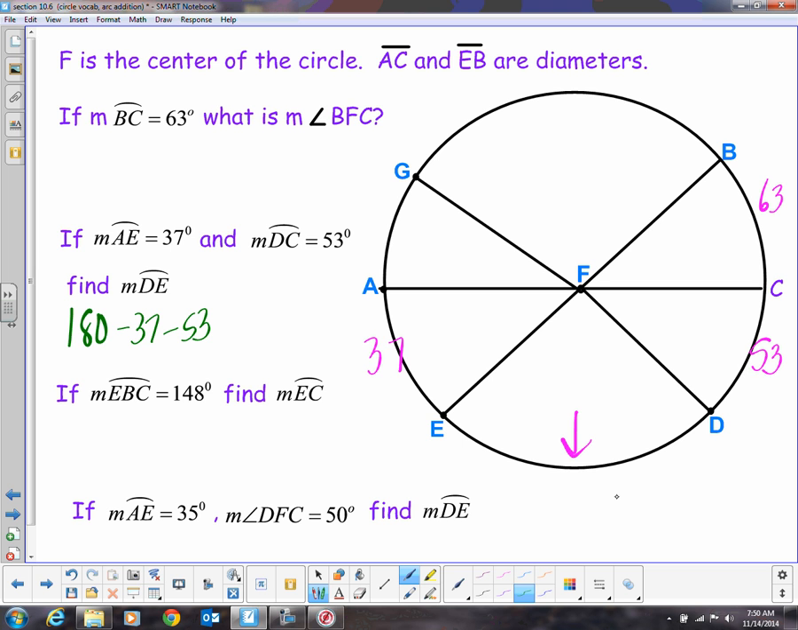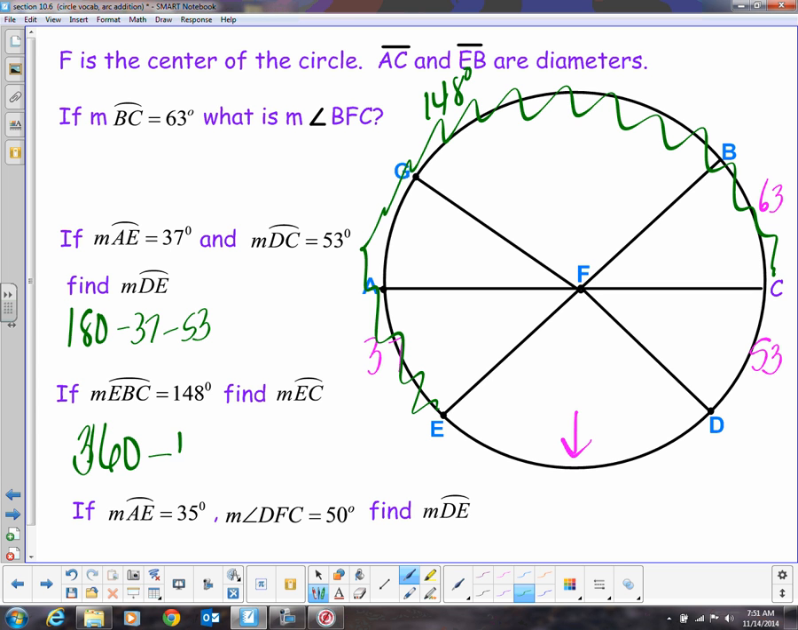Almost all numbers. So I need you, if we have major arc EBC, and I want you to find EC, what if I tell you the arc all the way over here is 148 degrees? So how do you find this arc from E to C? And then, if I tell you this big green arc is 148, how do you find that arc? 360 minus 148. All right. Right. Yes? Oh, hold on. Okay, did you mark that so I'll know?